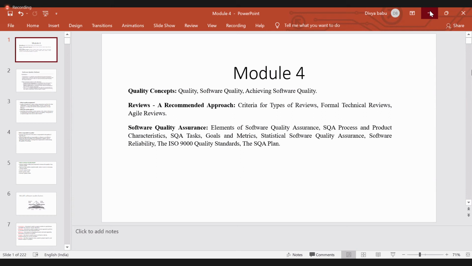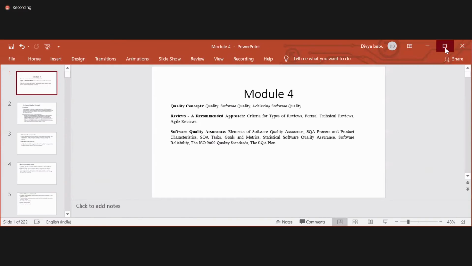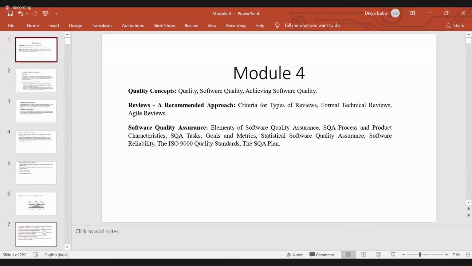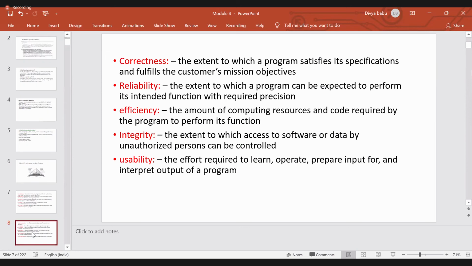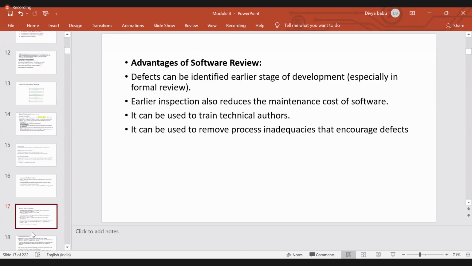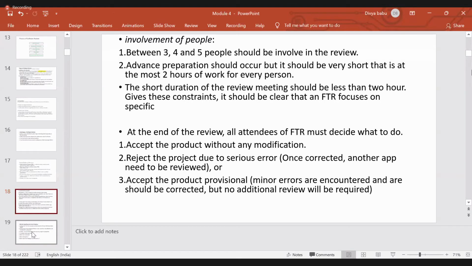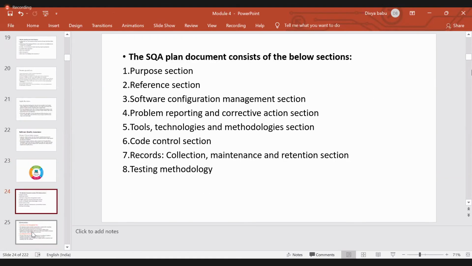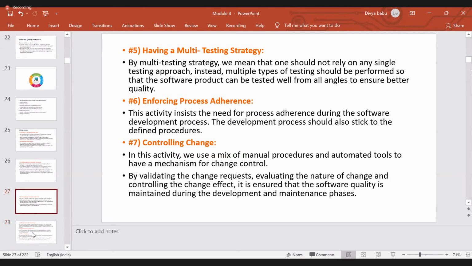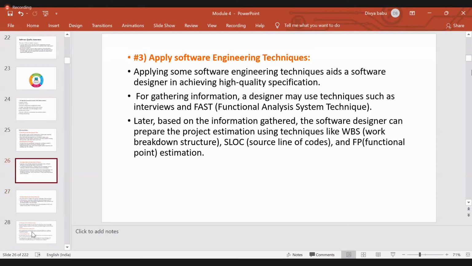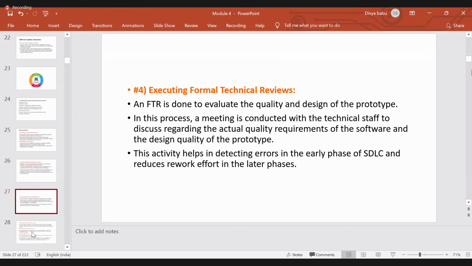Anyway, I will explain that thing, even though it's not there in your syllabus. I will explain that. It's very important, but I didn't see it in your syllabus. So apply software engineering techniques and execute formal technical review. How to execute formal technical review, that we already discussed.